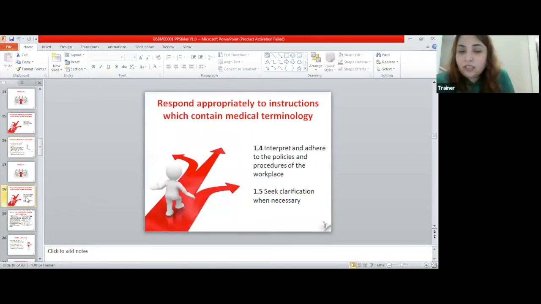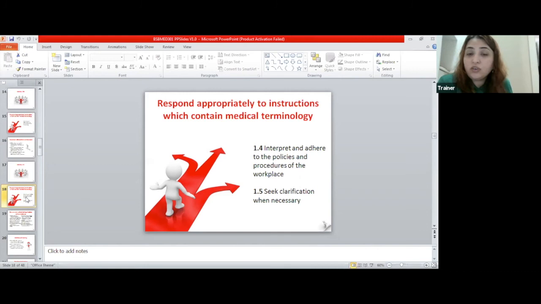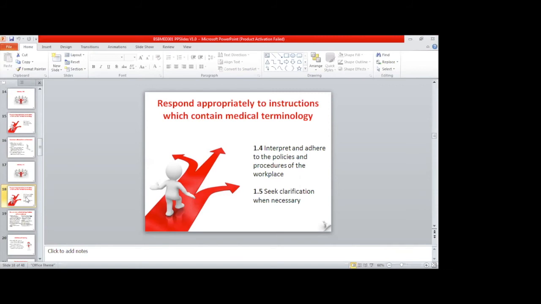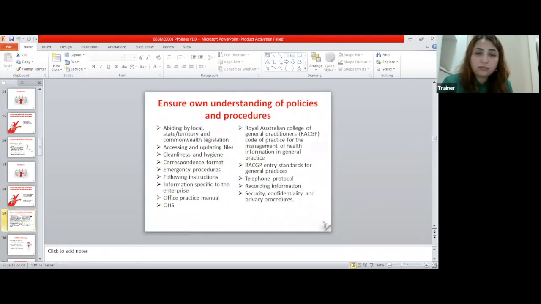Interpret and adhere to the policy and procedure of the workplace. Like I said earlier, different workplaces have different policies and procedures. It's your job to understand it. And adhere means follow, because if you don't follow, that creates confusion for other people. And seek clarification when necessary. That means if there's something you don't understand, you need to check with the right person.